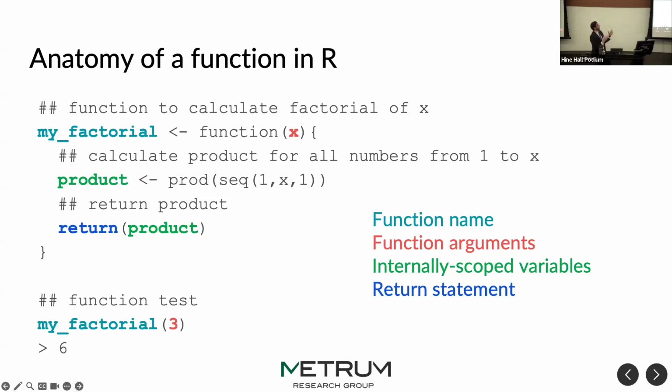So we're doing a factorial. We're going to use the product function. We're going to take a sequence from 1 to the value of x, the argument that is being given. We're going to go by 1. We're going to store it in the object product, and then we're going to return product. So if we say my factorial, run it, and you give it 3, it will calculate the factorial of 3 using this process. We should note, product is created inside the function.